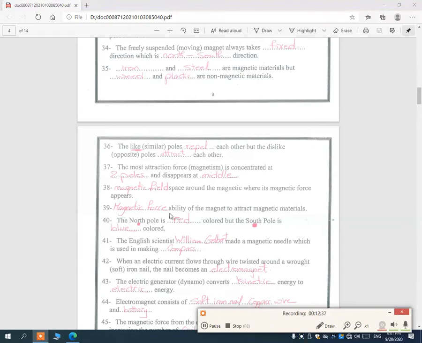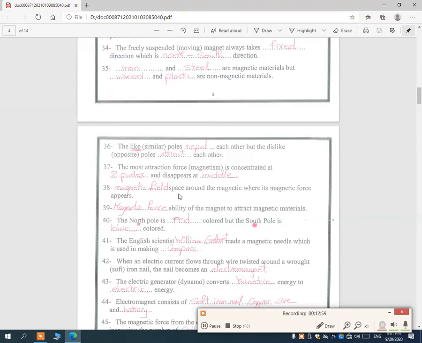39. What is the ability of the magnet? Dots ability of the magnet that attracts magnetic materials. When you see ability of the magnet, it will be magnetic force. Ability means force. And magnetic field is the space around the magnet.